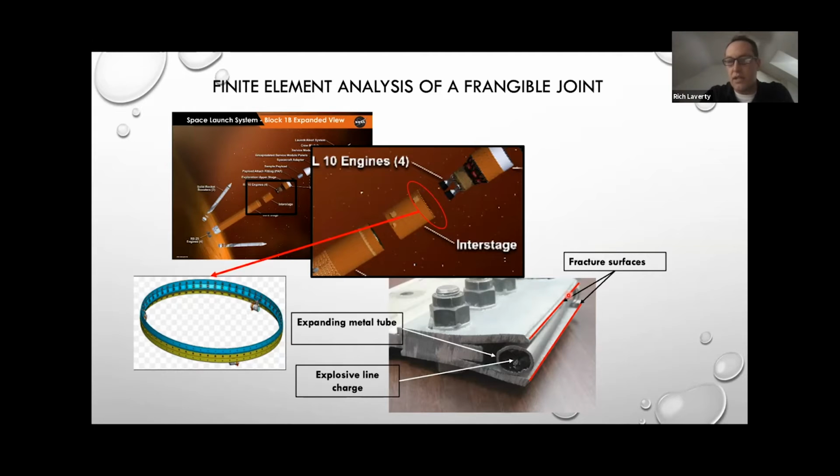It had never taken manned missions into space, and that is the intent. And so what we want to do is an analysis of the reliability of this joint beyond the 200 or 300 launches that it already worked in.